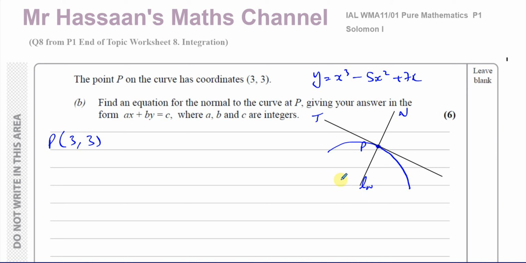So it's a straight line. It passes through the point P, so we know a point that it passes through. The other thing we need to know is the gradient of the normal. To find the equation of a straight line, we need two things: a point on the line and the gradient of the line.